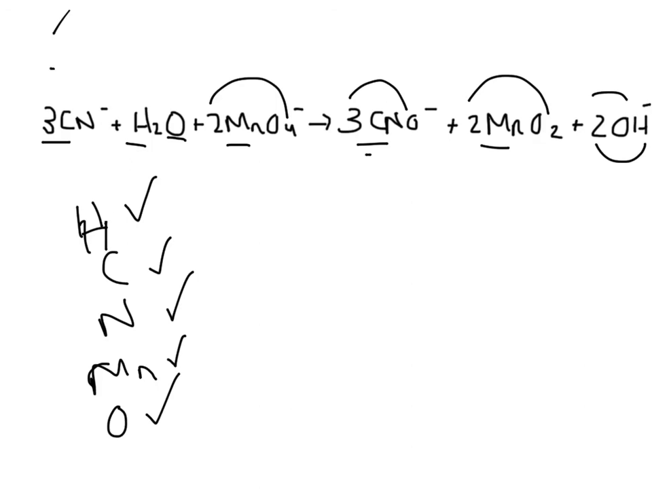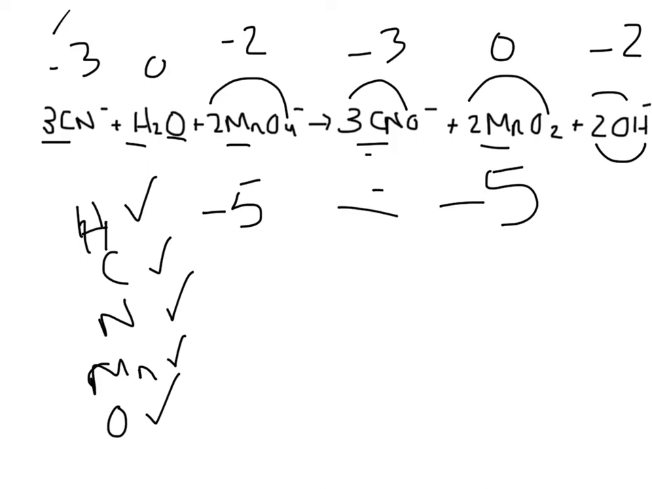Now let's make sure that we're electrically balanced. I have a -3 here with 0 and a -2. So on the reactant side, we have an overall charge of -5. On the product side, I have a -3 here, that one's 0, and that one's a -2. So on that side, we also have a -5. So we are balanced electrically.